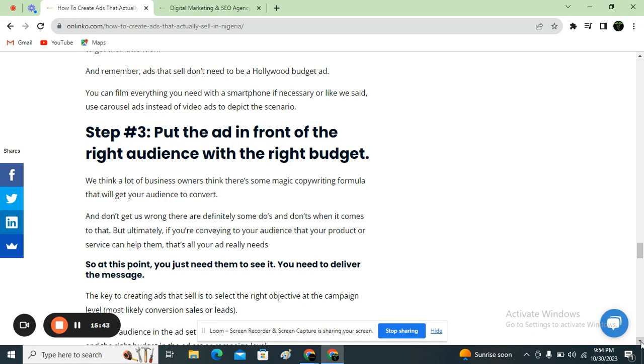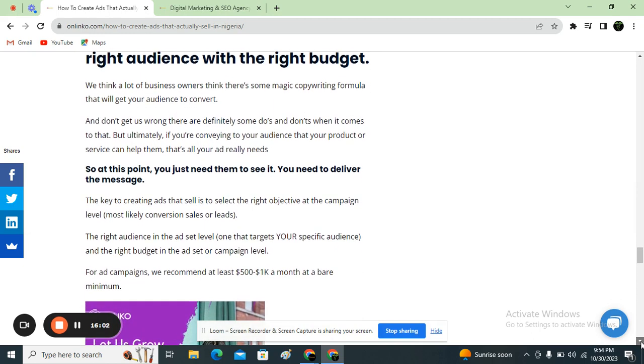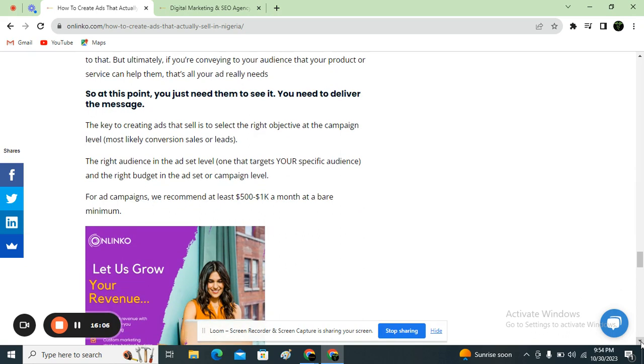A lot of business owners think there's some magic copywriting formula that will get your audience to convert. And don't get us wrong, there are definitely some dos and don'ts when it comes to that. But ultimately, if you are convincing your audience that your product or service can help them, that's what really counts. So at this point, you just need them to see it. You need to deliver the message. Remember, the first place is let them see it.